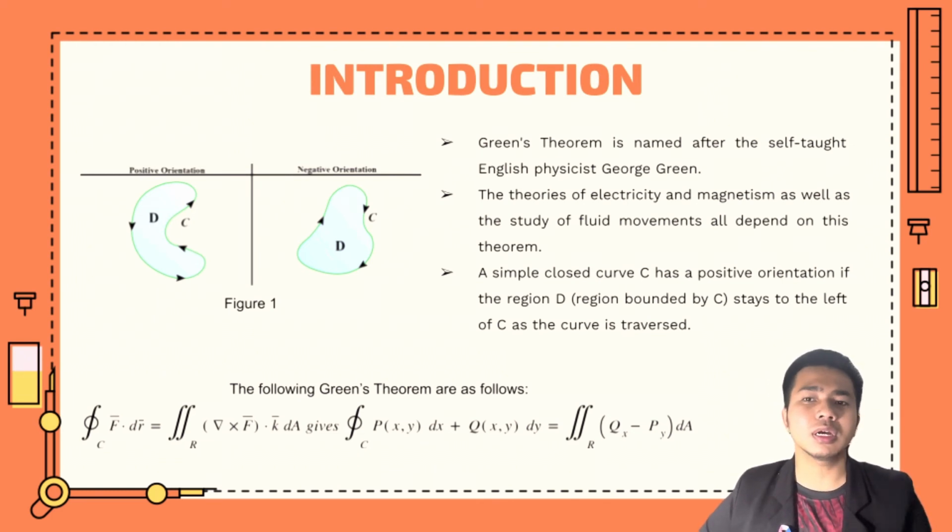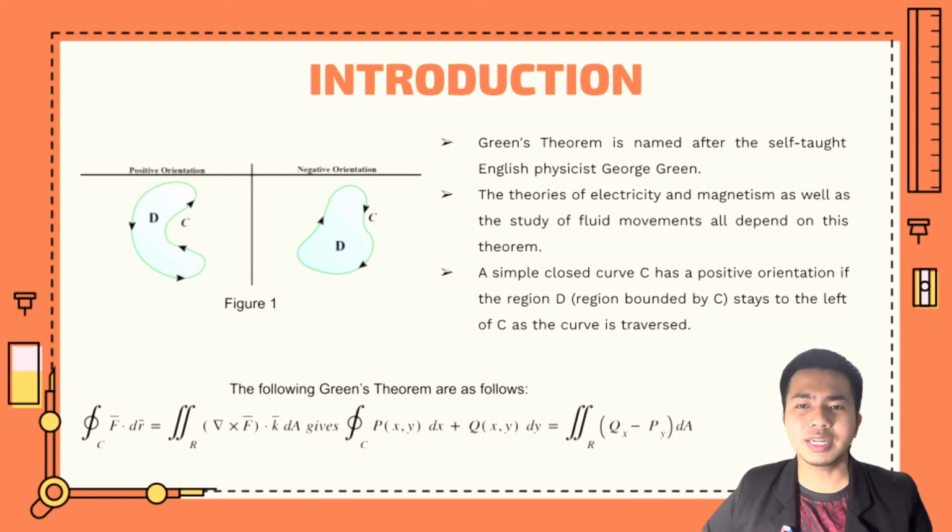A simple closed curve C has a positive orientation if the region D, the region bounded by C, stays to the left of C as the curve is traversed. Figure 1 shows the positive orientation and negative orientation of the closed curve C.